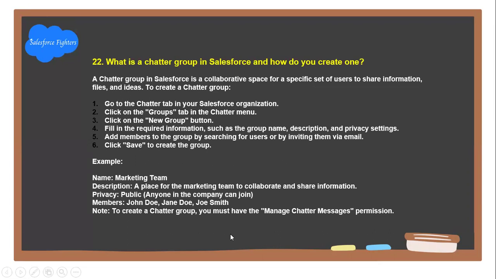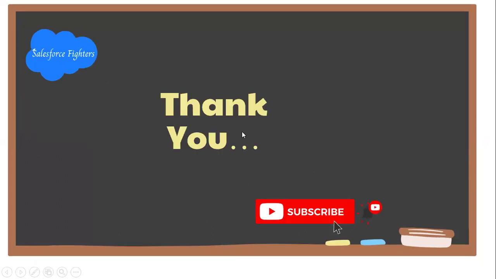Add members to the group by searching for users or inviting them via email. Click Save to create the group. Example: marketing team. Description: a place for the marketing team to collaborate and share information. Privacy: public, anyone in the company can join. Members join. Note: to create a Chatter group, you must have the Manage Chatter Messages permission.